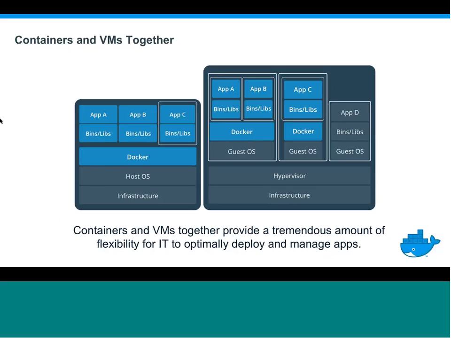But these can be mixed and matched, meaning you can run containers inside a virtual machine. Again, because Docker is installed in an operating system, it can be installed in a guest OS, which is inside a virtual machine. Docker can also be run bare metal, and that would be running directly on top of the hardware, installed on top of the host operating system. And so you can mix and match depending on your needs.